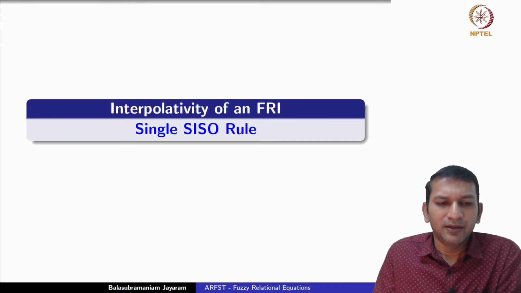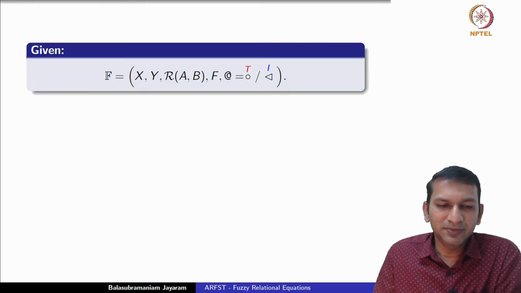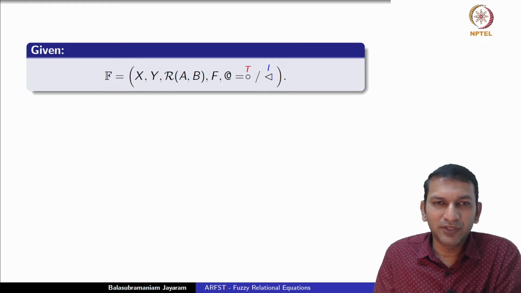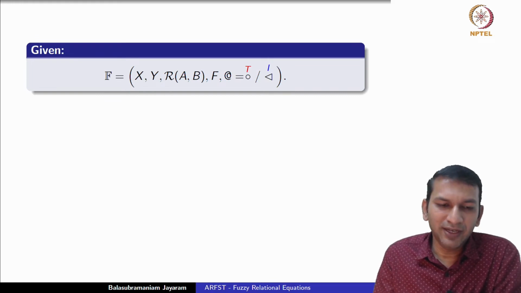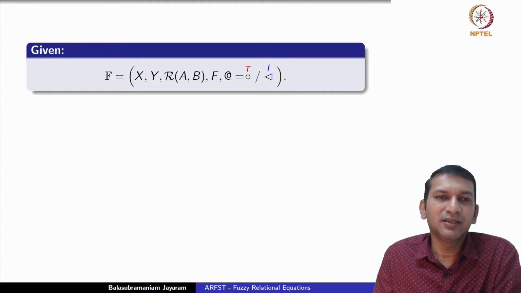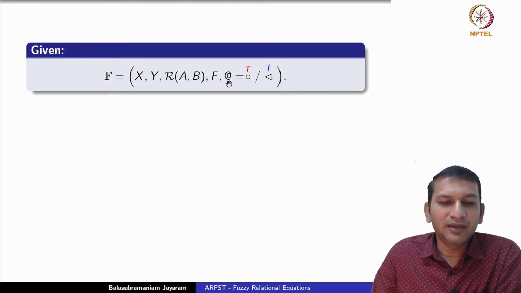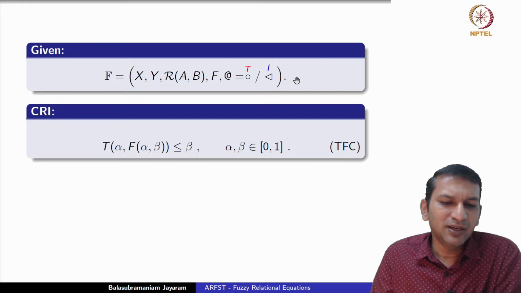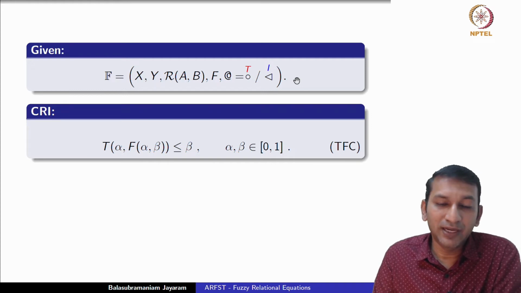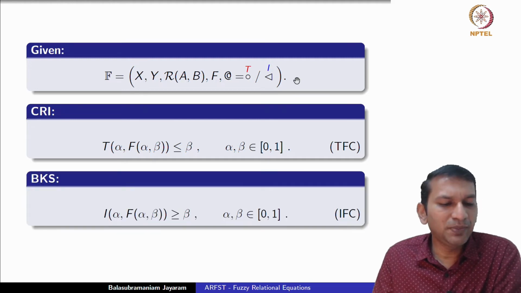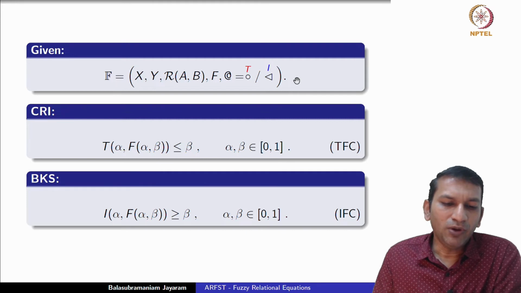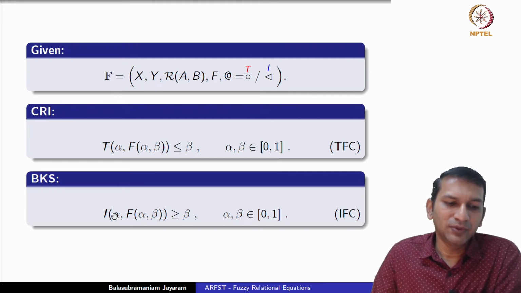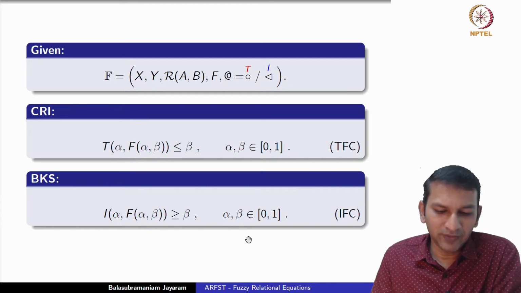Well, a quick recap of what we have done in the previous lecture. This is the framework in which we are dealing. It's an FRI, considering a single CISO rule, and for the composition we consider either sup-T or inf-phi composition. We have seen that what we call the TF conditionality played a role in obtaining interpolativity, and in the case of the BKS inference scheme, what we call the IF conditionality, a functional inequality of this form, seems to play a role in ensuring interpolativity.